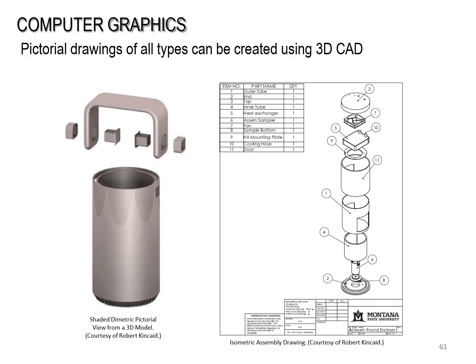So we can see here that pictorial drawings of all types can be created by using the 3D CAD model. This is the dimensional vectorial view from the 3D model, and we can take it to parts and represent each one of the parts of the assembly individually. We can write down what we call the bill of material, and each part can also be sketched individually with more details including the dimensions.